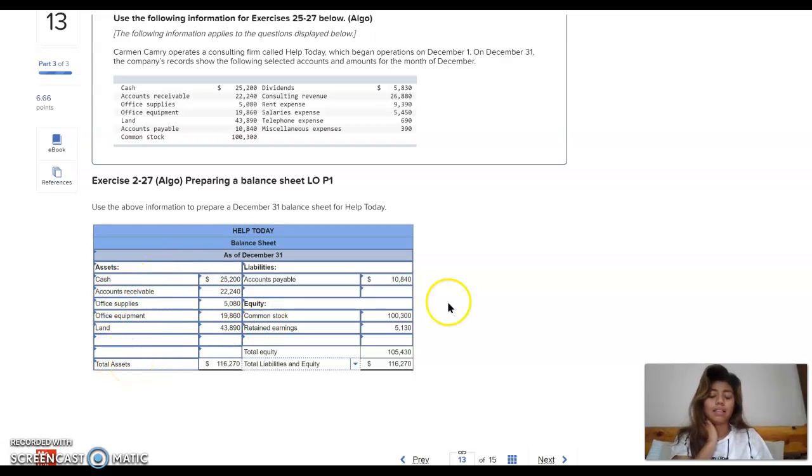So like the land is something that they can build upon and then have their equipment there and all these things. So that's basically it for this video.